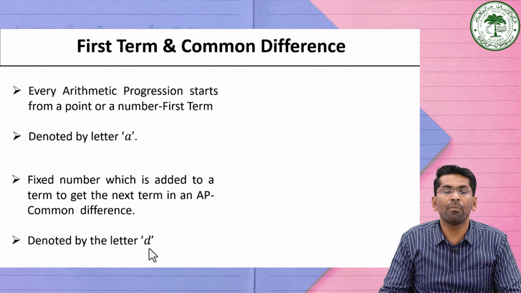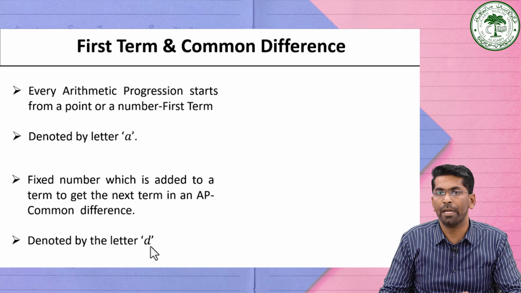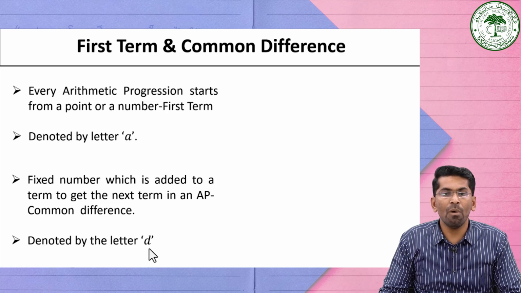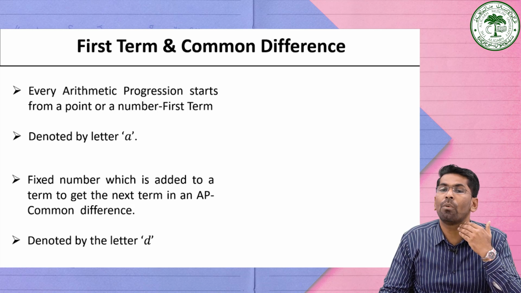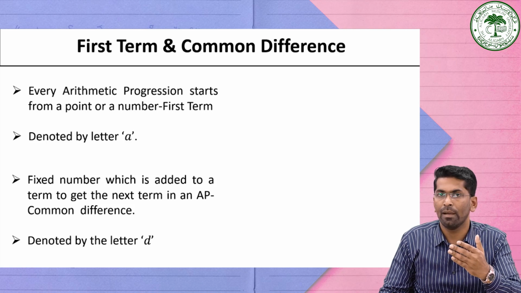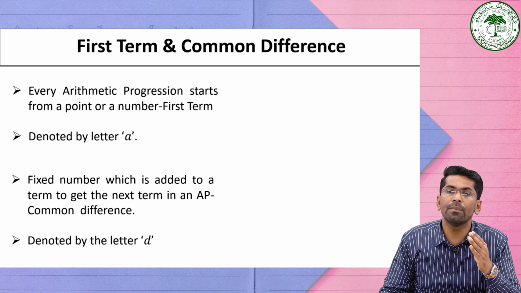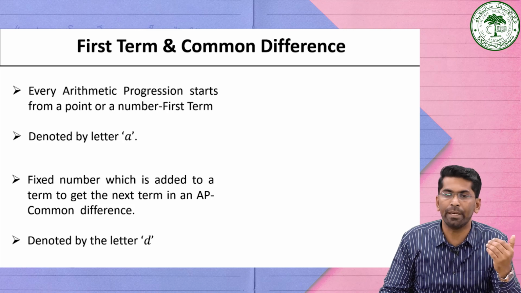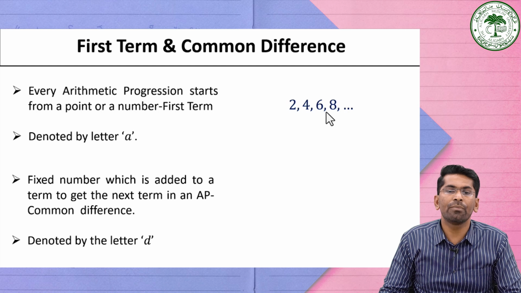The behavior of the sequence depends entirely upon the value of the common difference. If the value of d, the common difference, is positive, then the terms will grow towards positive infinity. As against that, if the value of d is negative, then the terms grow towards negative infinity. For example, we have a sequence of numbers here: 2, 4, 6, 8.